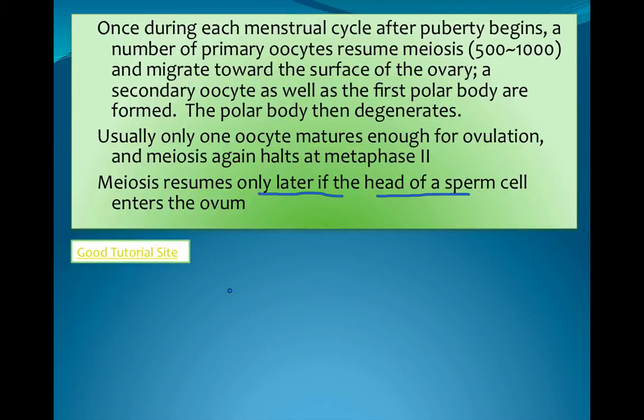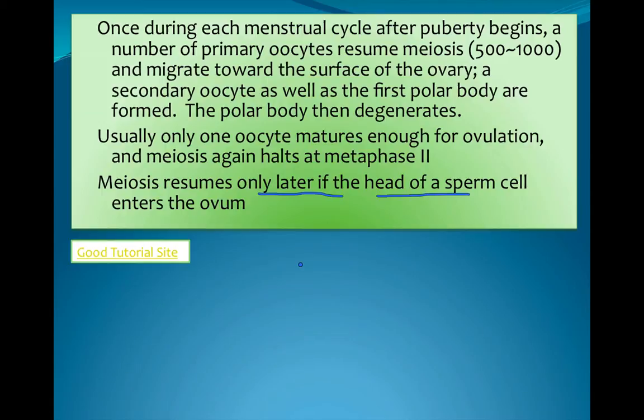Once puberty begins, a number of primary oocytes will resume meiosis. The numbers vary between 500 and 1,000, and they'll migrate toward the surface of the ovary. A secondary oocyte, as well as the first polar body, are then formed. The polar body will then degenerate.